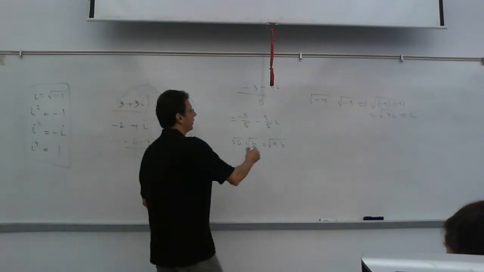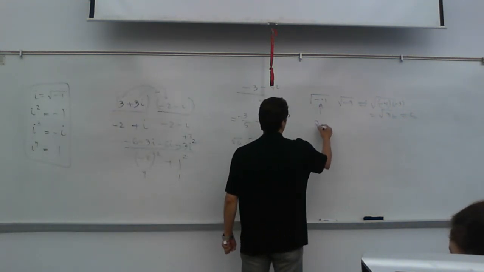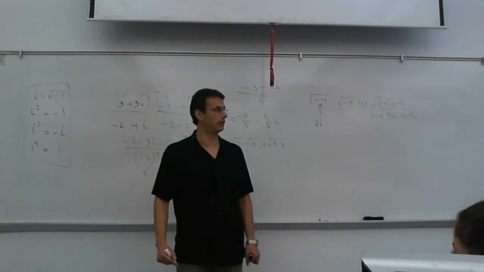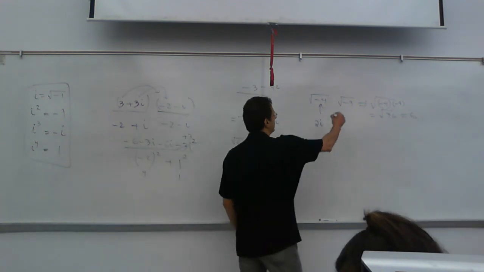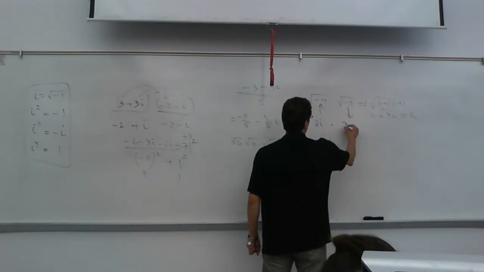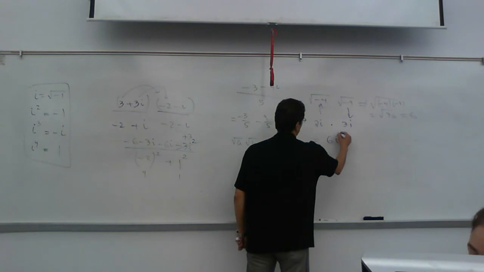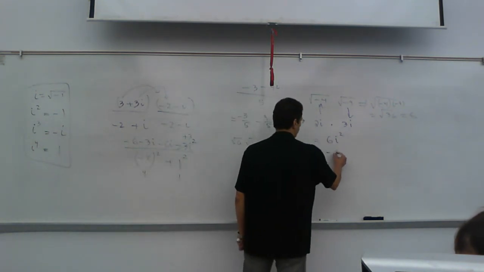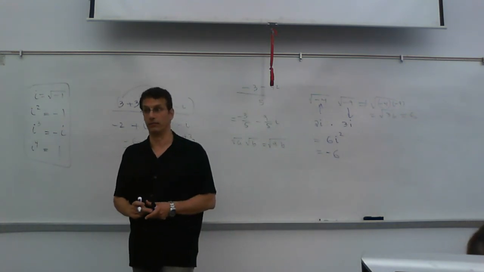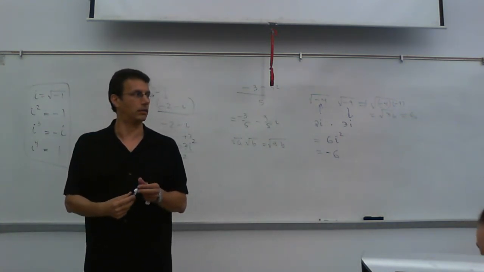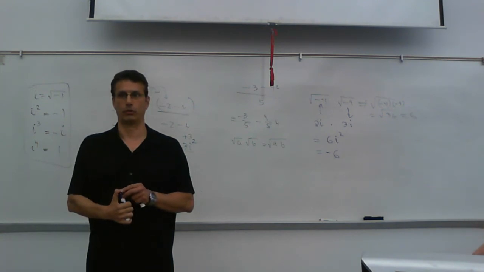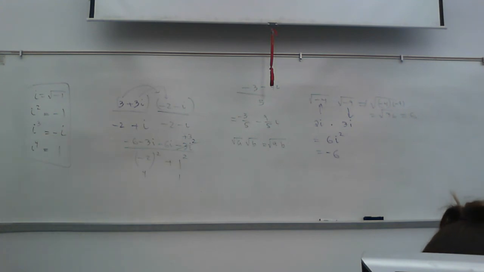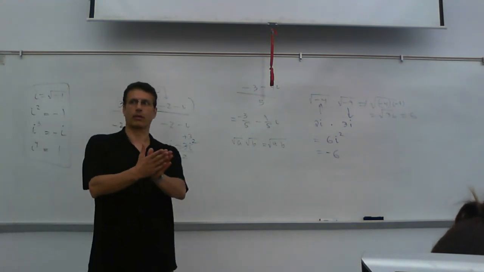Why not? Because this is what? 2i. 4 comes out as 2, square root of negative 1 is i. Is everybody clear? This comes out as what? 3i. So the answer is 6i squared, which is what? Negative 6. So anytime you see a negative, take it out from under the radical. If it happened to be an odd index, it really makes no difference, but still, it's a good practice to take it out.